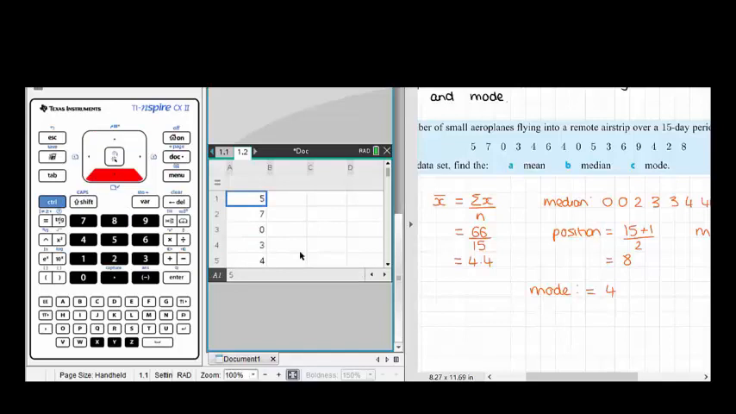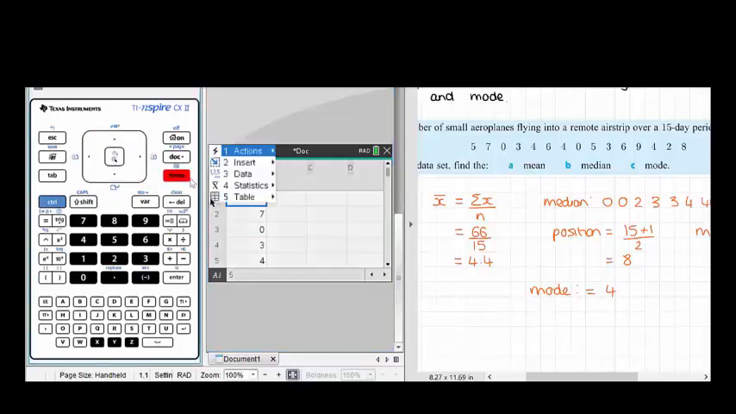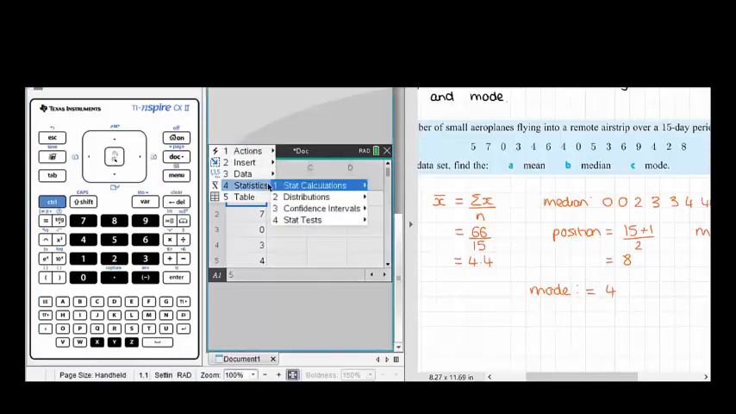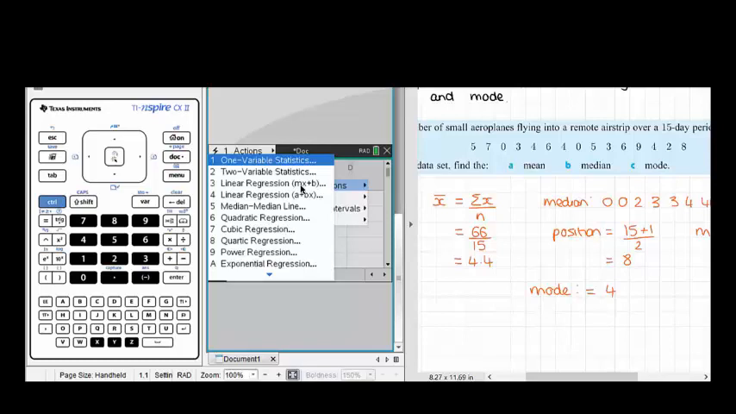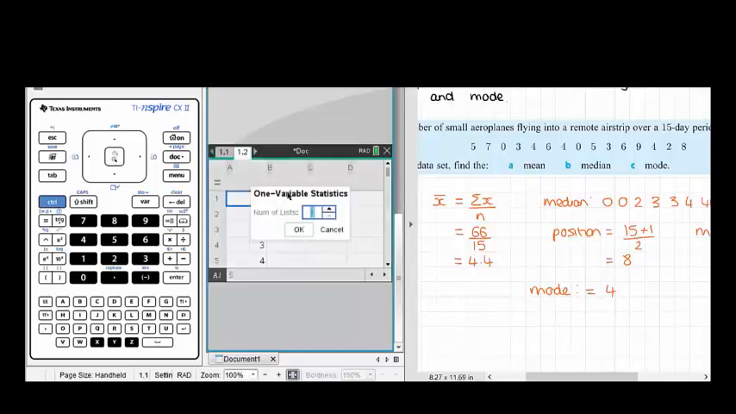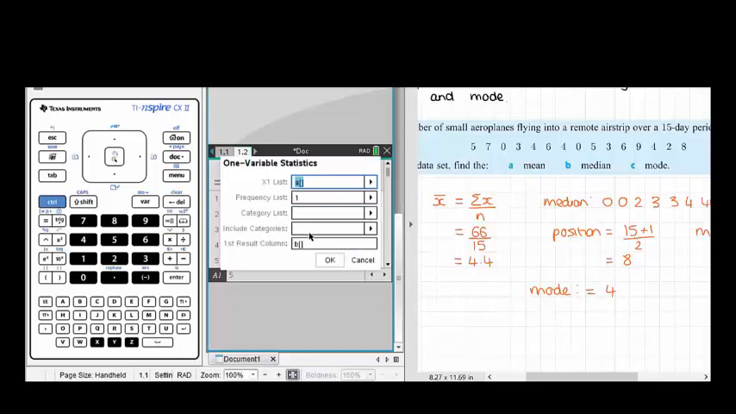Now to calculate our statistics, I need you to click Menu. You are then going to go to number 4, Statistics. I want you to go to the next first one up, the stat calculations, and you are going to one variable statistics, the first one. Click on that one. We've only got one list, so we leave that as it is.